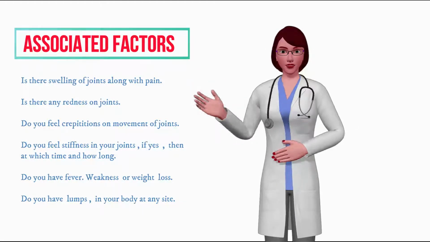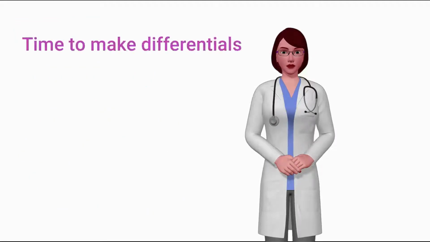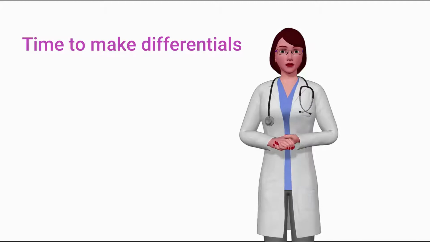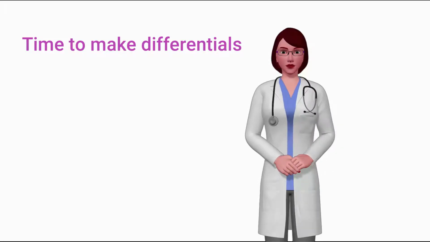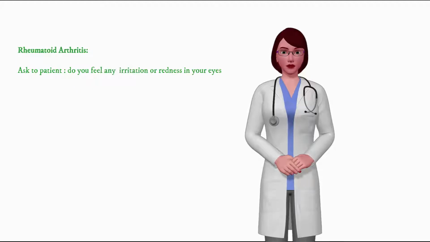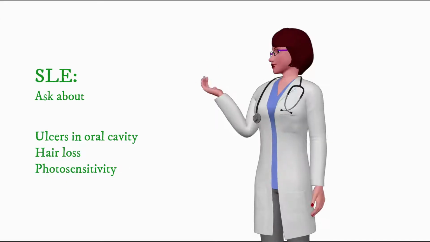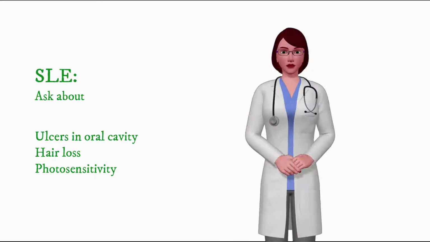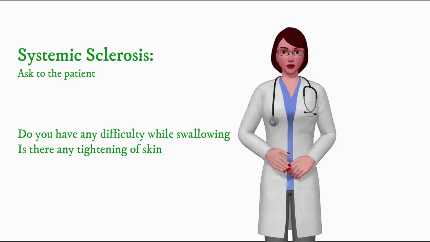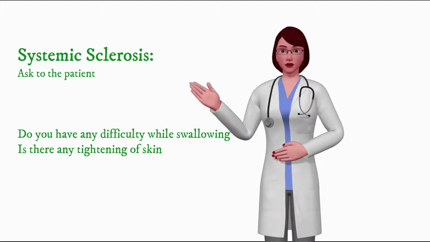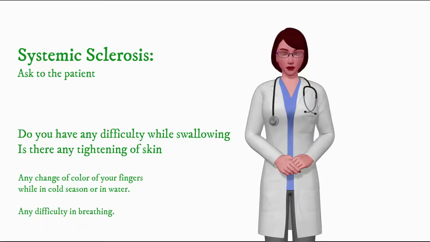So till this time, by asking the above questions, you will be able to recognize your case, that is, where your history is going. Now it is time to make differentials. Ask the patient, do you feel any irritation or redness in your eyes? Ask about ulcers in the oral cavity, hair loss, photosensitivity. Ask the patient, do you have any difficulty while swallowing? Is there any tightening of skin? Ask, is there any change of color of your fingers in cold season or in water?